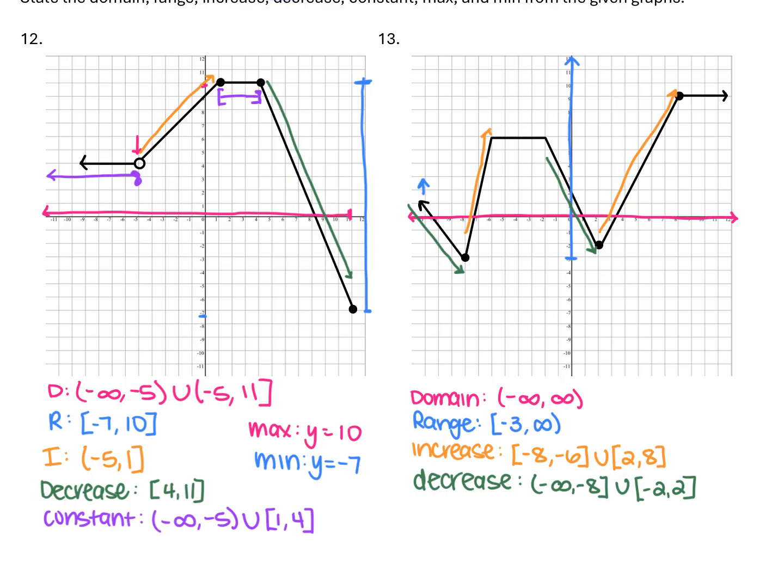Next, you go with your constant. So you're going flat in 2 places. One from -6 to -2, and then another from 8 to infinity.